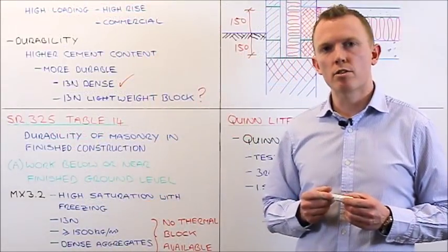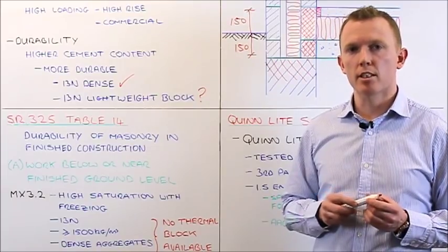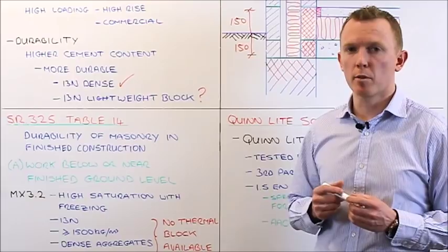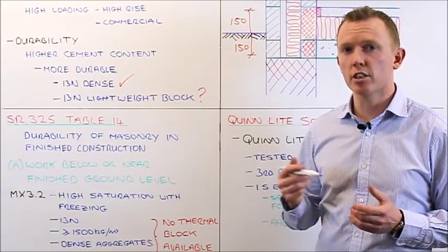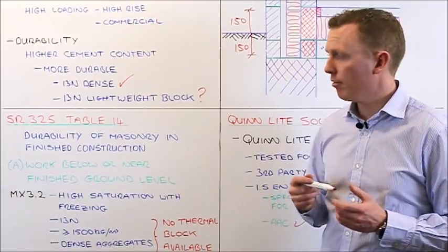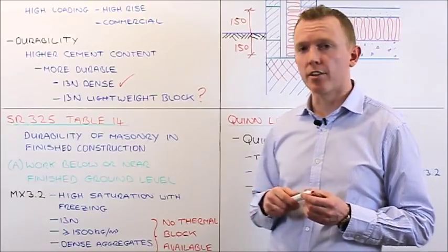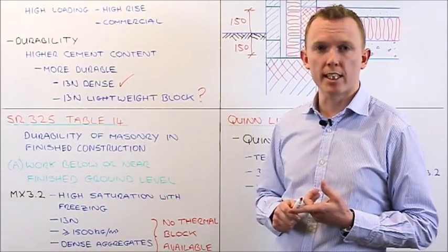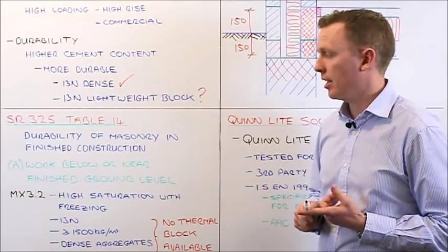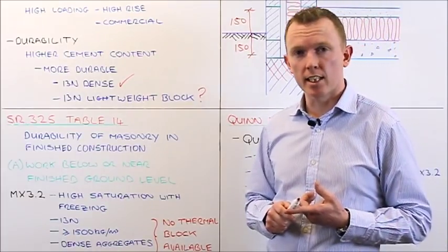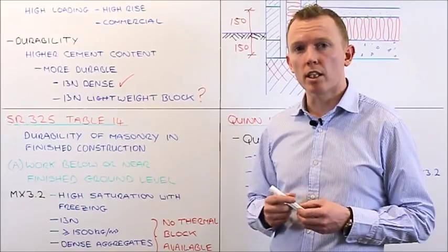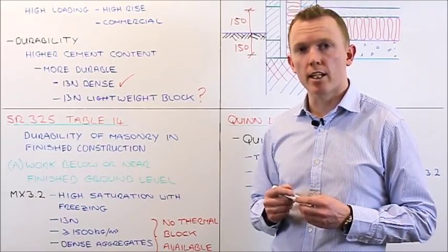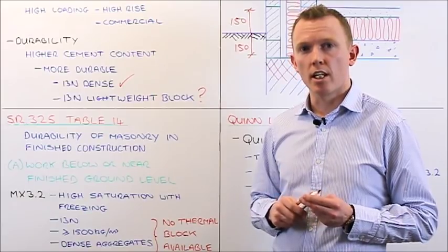So I hope that goes in some way to clear up some of the confusion about the use of 13 Newton thermal blocks in masonry construction. But just in summary, for any of the conditions set out in Table 14A, from low saturation without freezing right up to high saturation with freezing, the Quinn Lite thermal block is the only thermal block available, suitable and certified for use in these conditions.